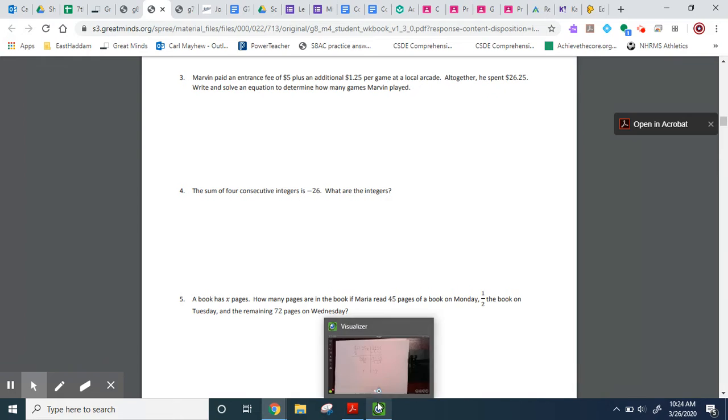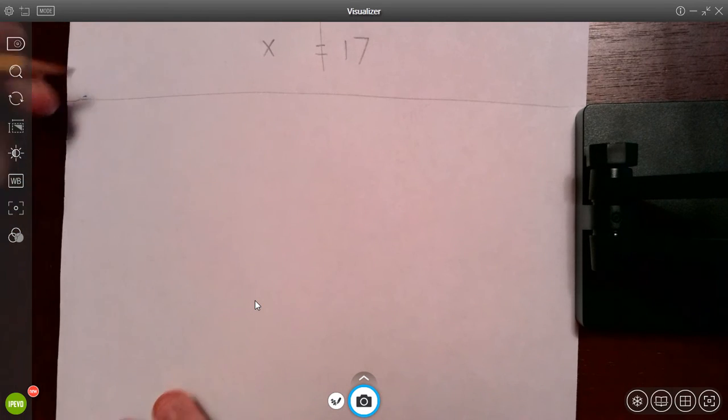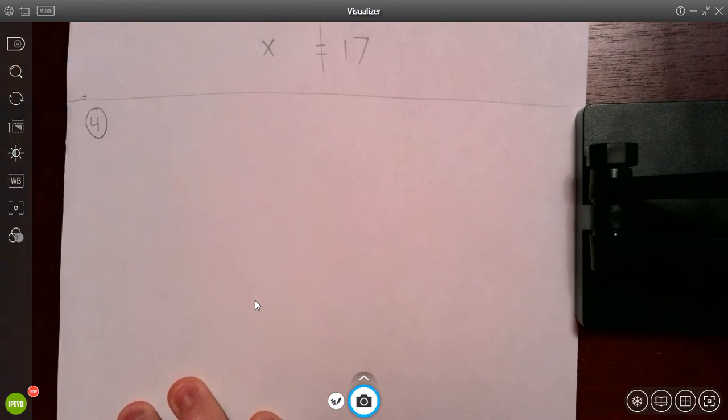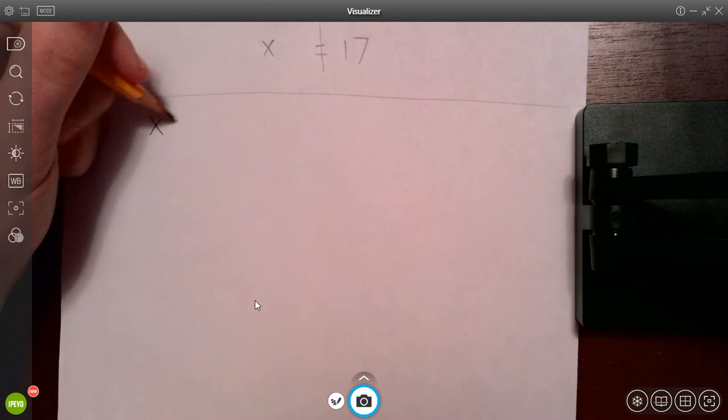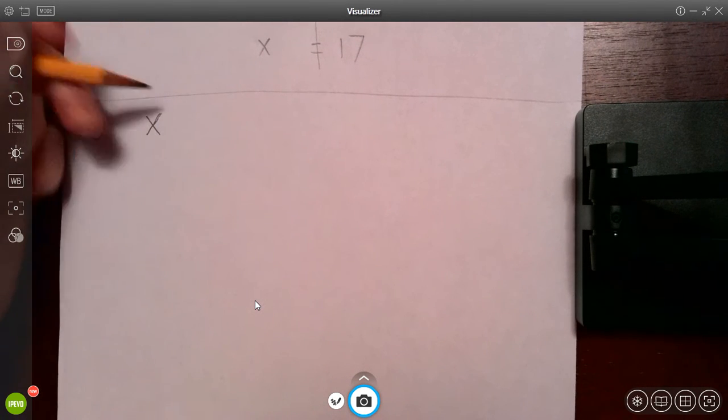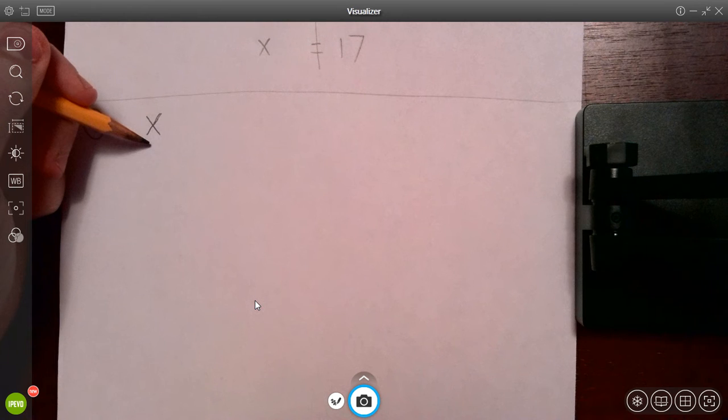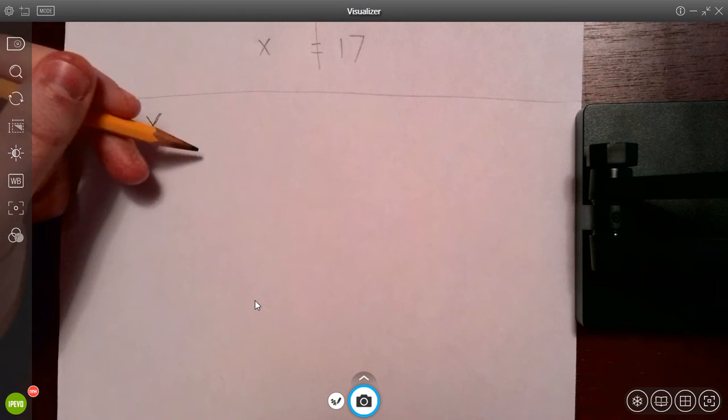So for number 4, why don't I actually label that as number 4? Let's start with x. That can be our first number. If x is our first number, what would our second number be?